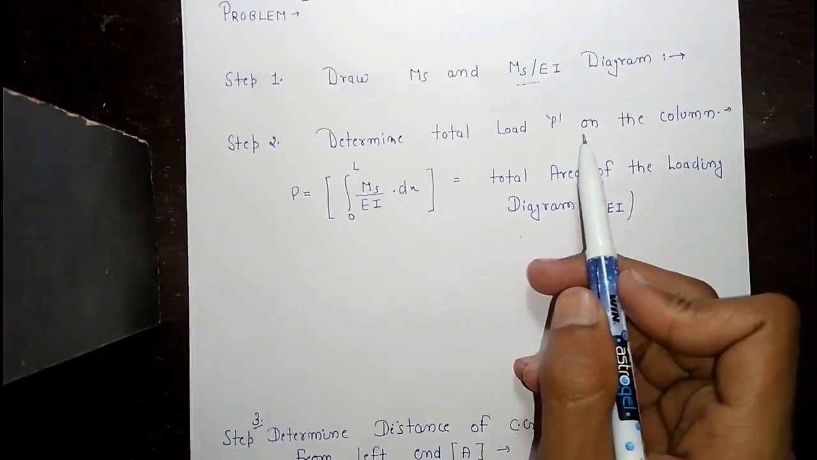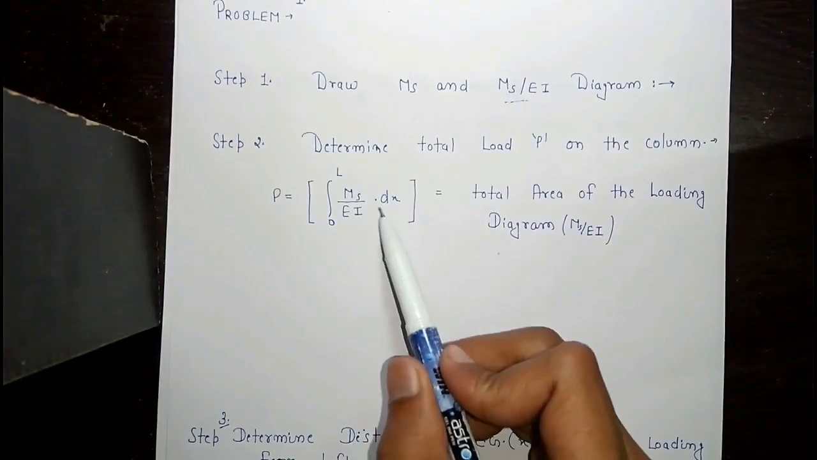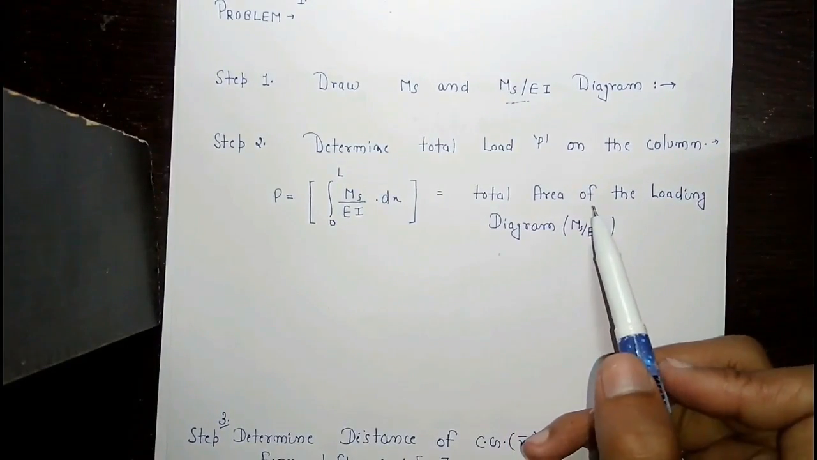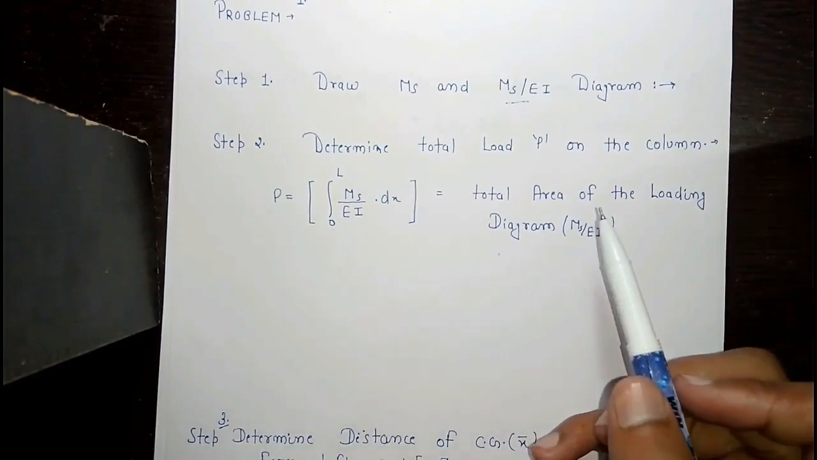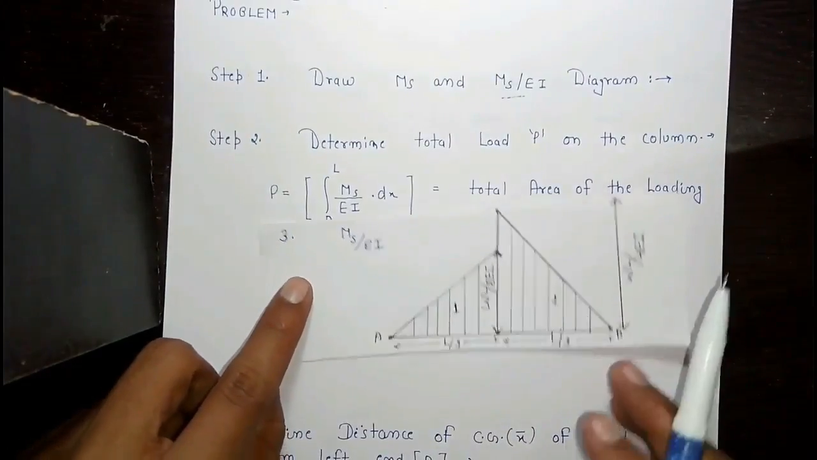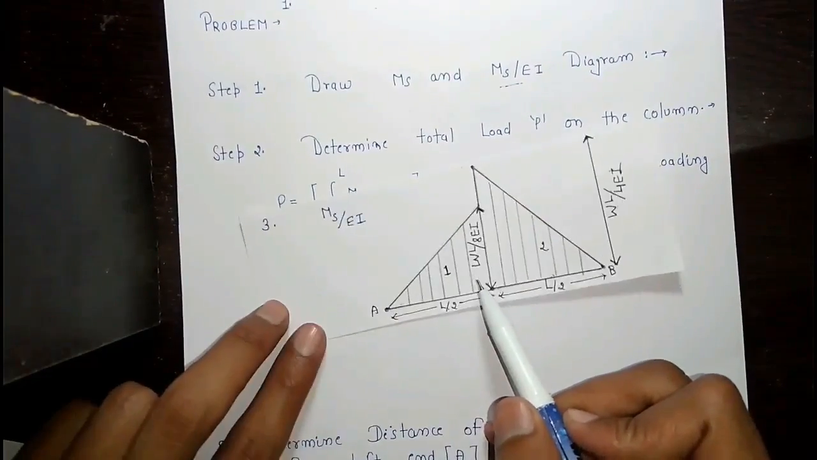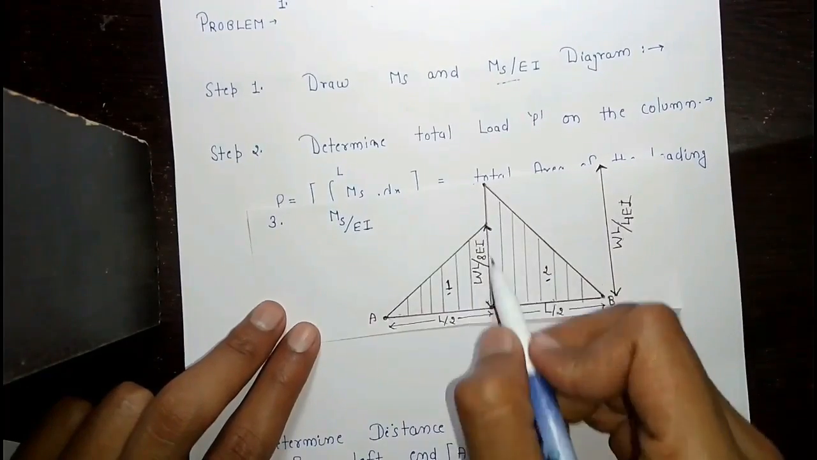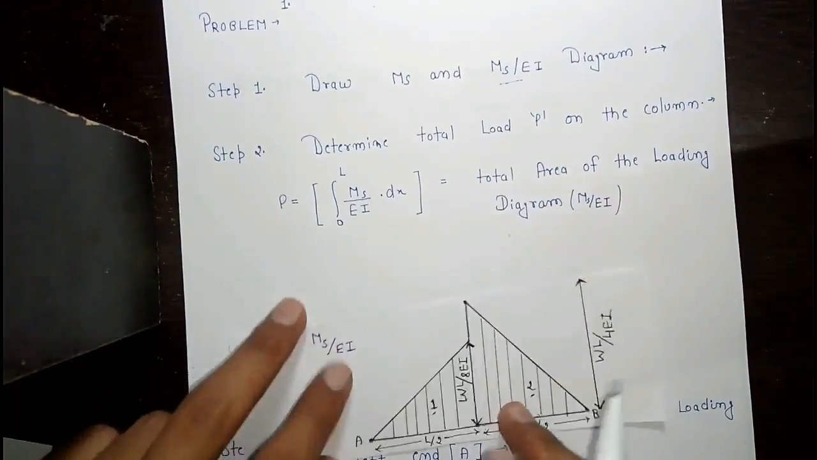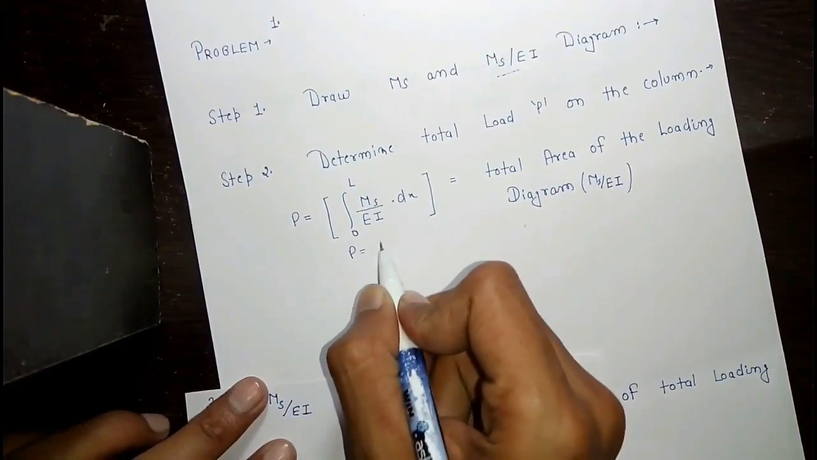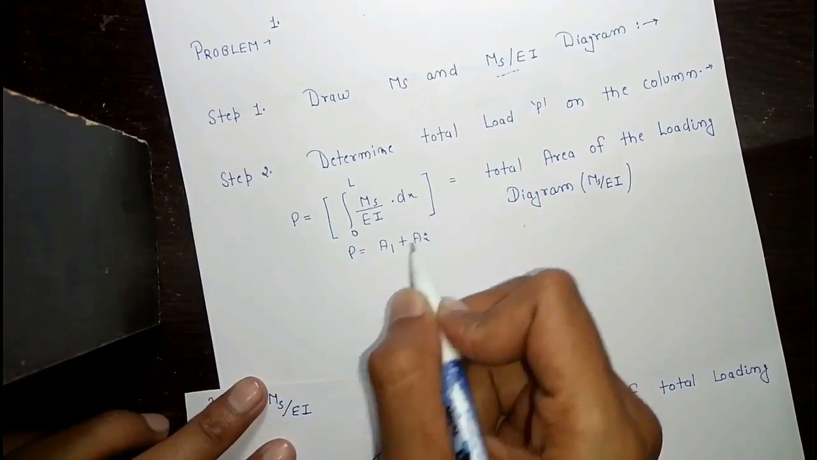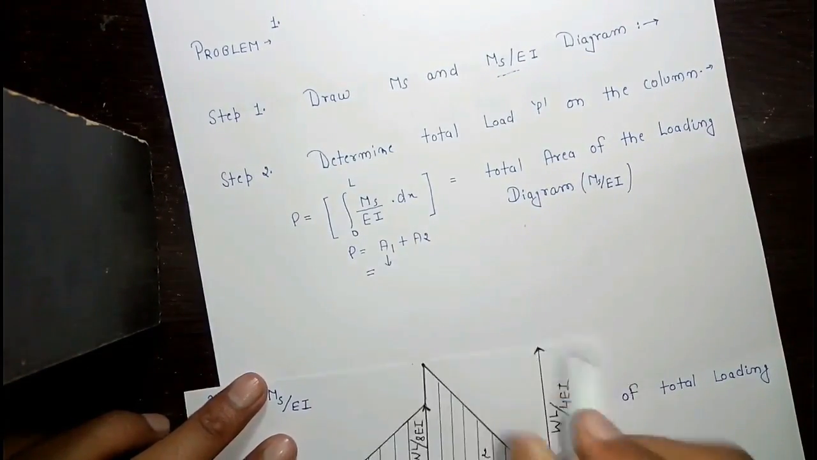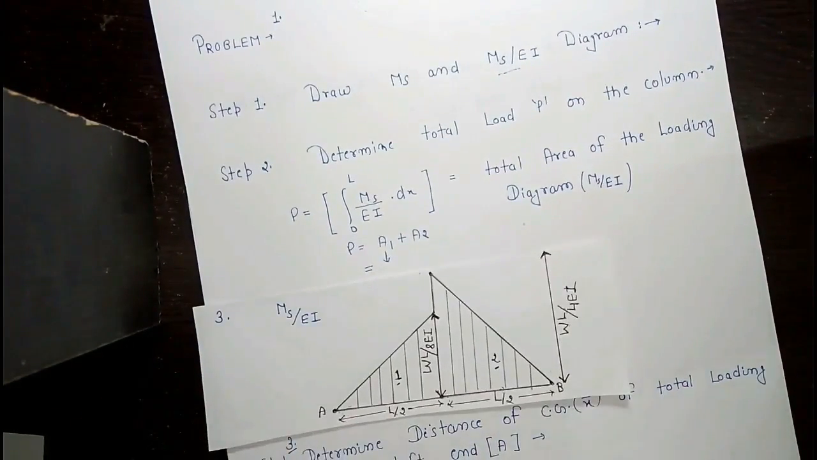Now step 2, determine the total load P on the column. P is equal to the total area of the loading diagram, which is Ms divided by EI. There are two right angle triangles in the loading diagram, right angle triangle 1 and right angle triangle 2. Now total load P is equal to A1 plus A2.